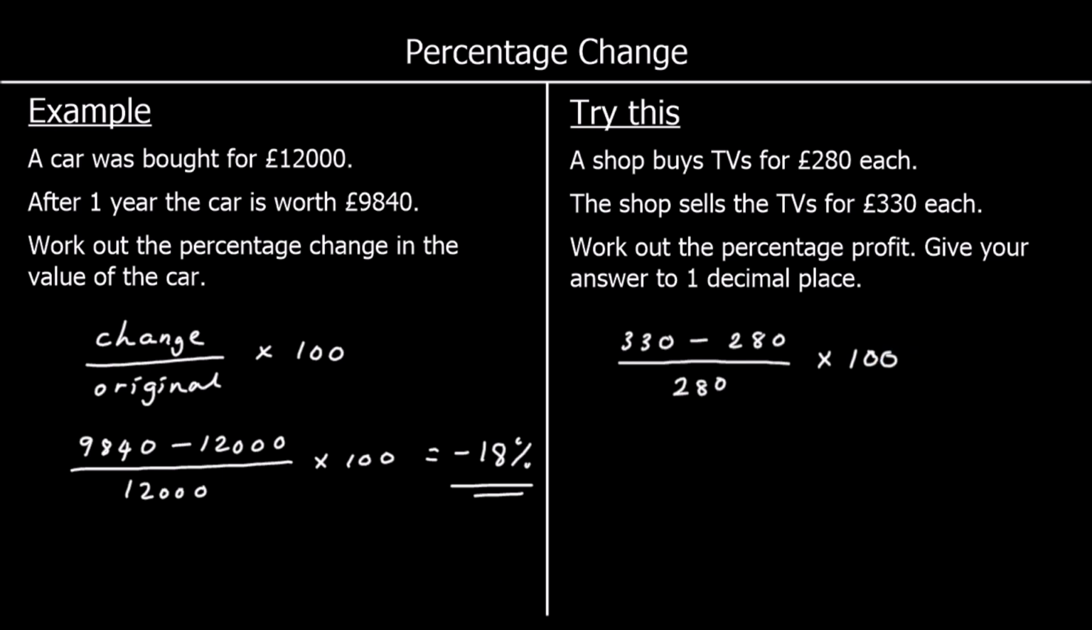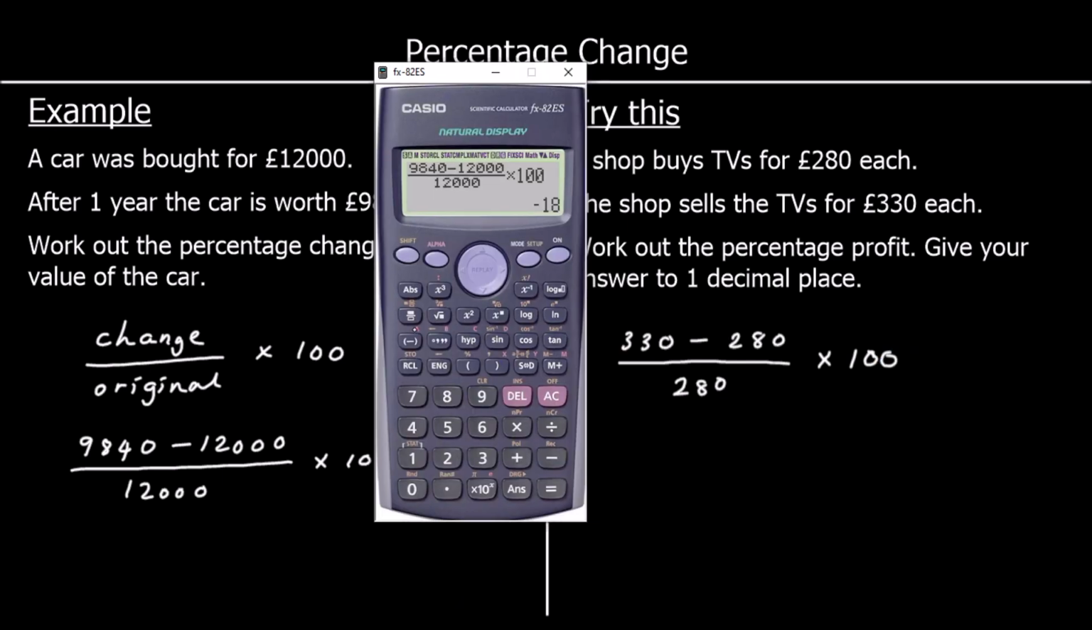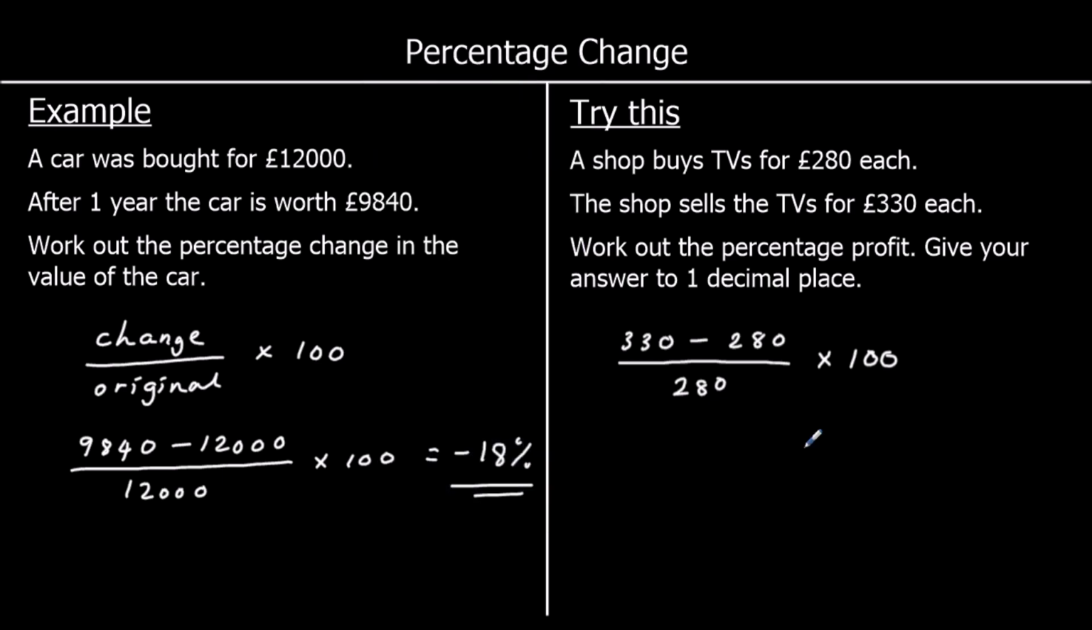So let's just type it into the calculator. 330 minus 280 over 280 times 100. So to one decimal place, that's 17 point. So it's 5, so it rounds up, 17.9. 17.9%.